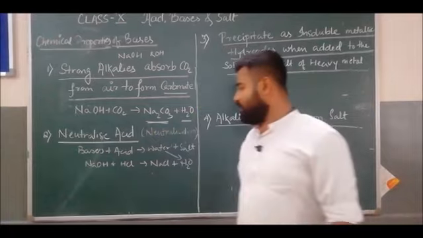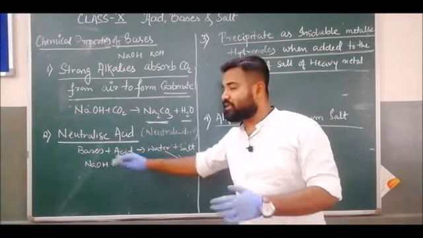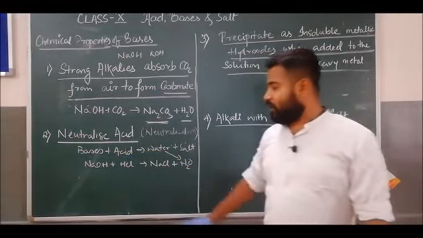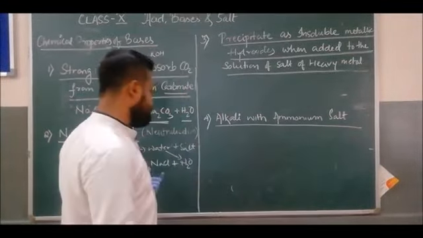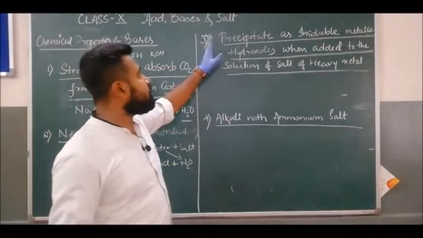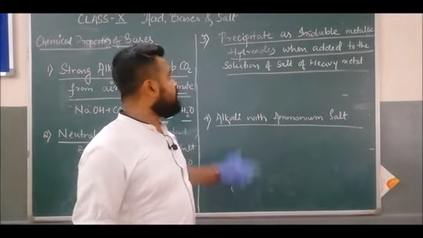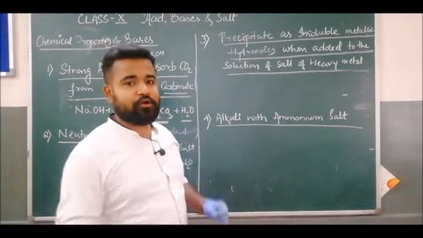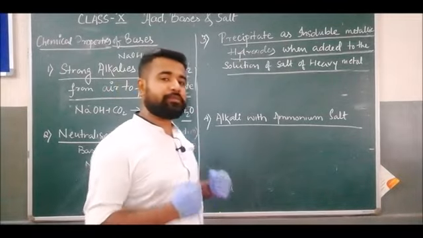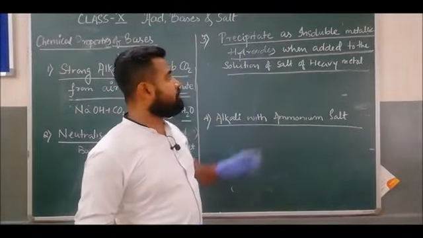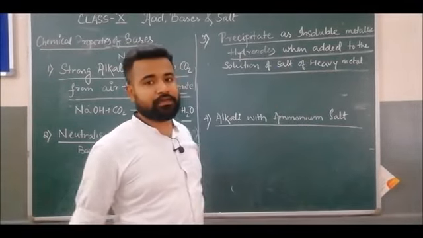But it is not true that it will always give a neutral salt. It will also give an acidic salt or a basic salt. So it depends upon the strength of the acid and base. But whenever the acid and base neutralize each other, they give salt plus water as a byproduct. Okay, now we will come to the third property. The third property is that they precipitate as insoluble metallic hydroxide. Insoluble metallic hydroxide means those which are insoluble in water. So it will precipitate, because insoluble matter generally precipitates. It will precipitate as insoluble metallic hydroxide when added to the solution of a salt of a heavy metal.